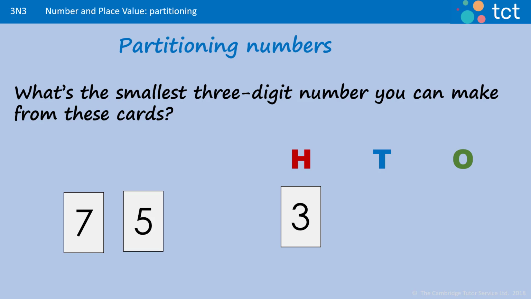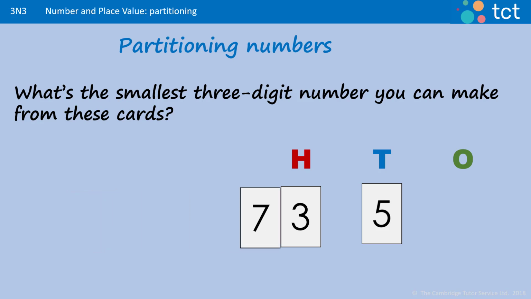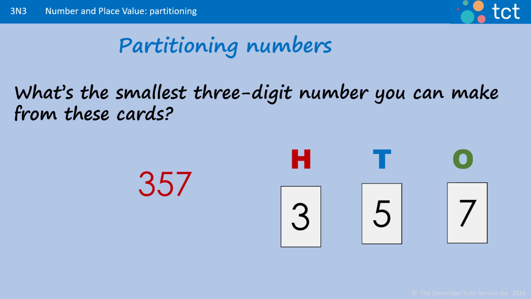Because we're finding the smallest number, we find the next smallest value digit, and that's 5. And that goes into the tens, and then the 7 remaining, which is the highest value digit, will go into the lowest place value column. The smallest number we could make with those 3 digits is 357.